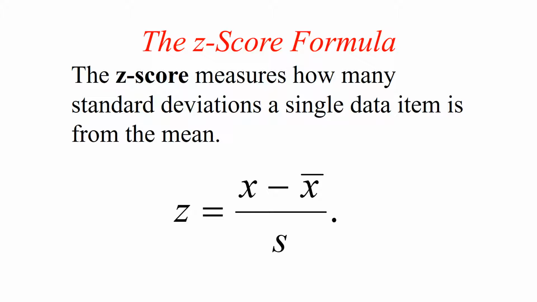The z-score formula. The z-score measures how many standard deviations a single data item is from the mean. It is x, the value, minus x bar, which is the mean, divided by s, which is the standard deviation.